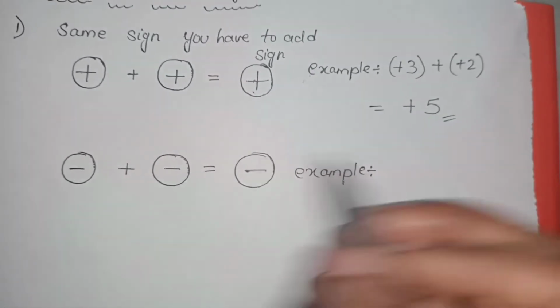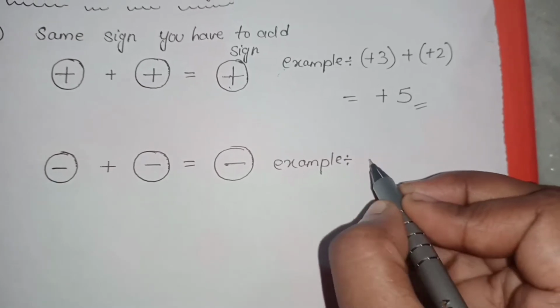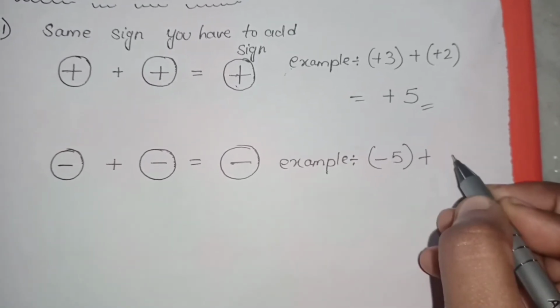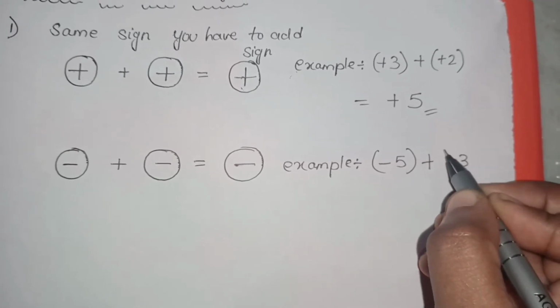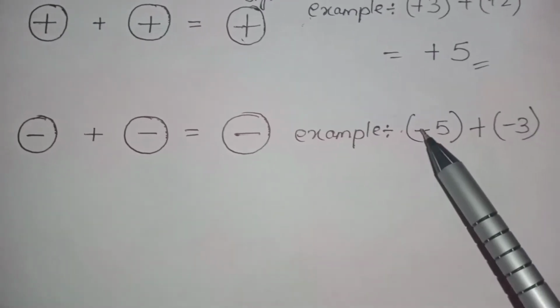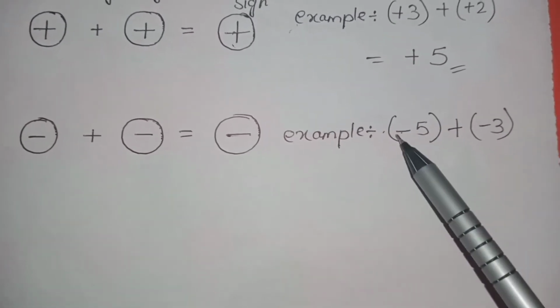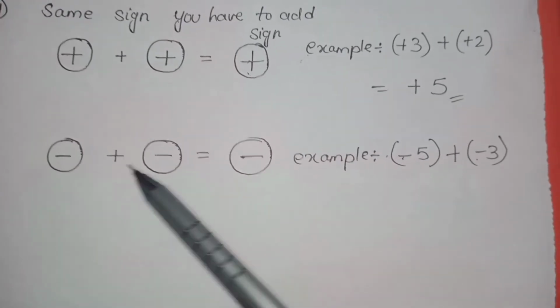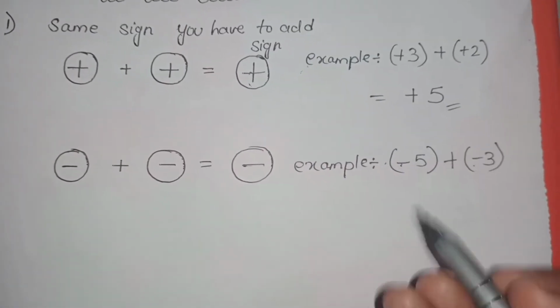What I said, when two negative integers, no? So I'll take here two negative integers. I'll take here minus 5 when added to minus 3. Okay, so you can see that both the integers are negative. This one is minus 5, this one is minus 3. So what I said, when same sign is there, you have to add. So let us add this first.